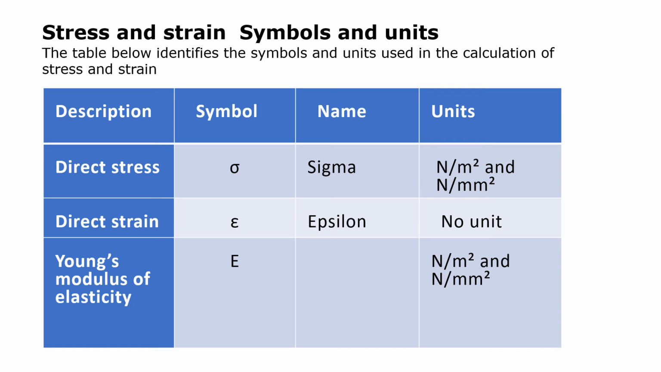Now, stress, strain, their symbols and their units. This is a table. Direct stress, the symbol is sigma. The unit is Newton per meter square or Newton per mm square. Direct strain is epsilon. This is the symbol, and it has no unit. Young's modulus we are going to see just now, and the symbol is E, and it has the same unit as stress, Newton per meter square or Newton per mm square.